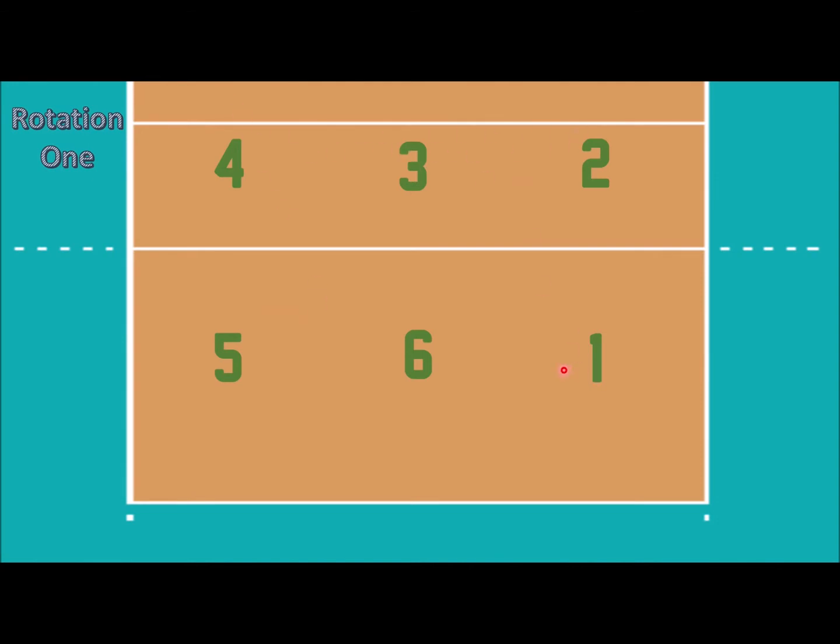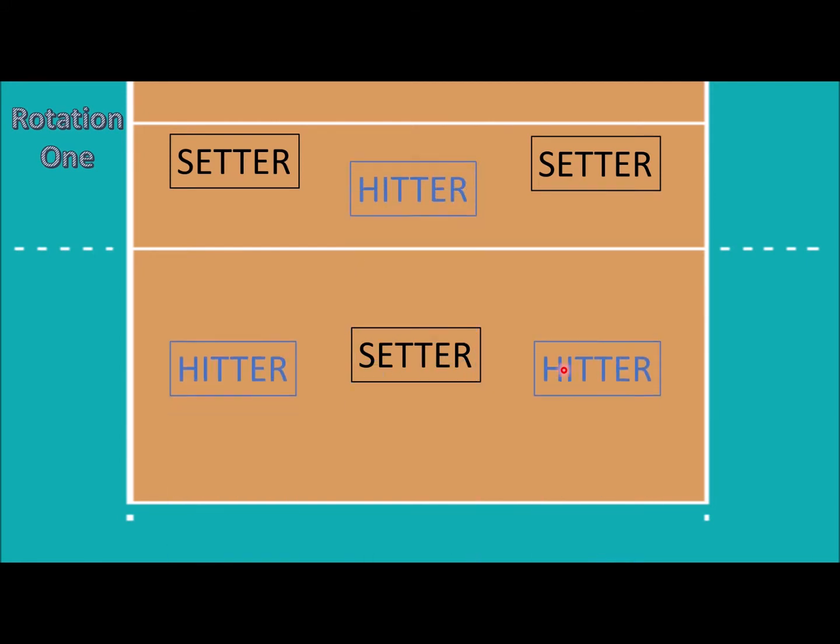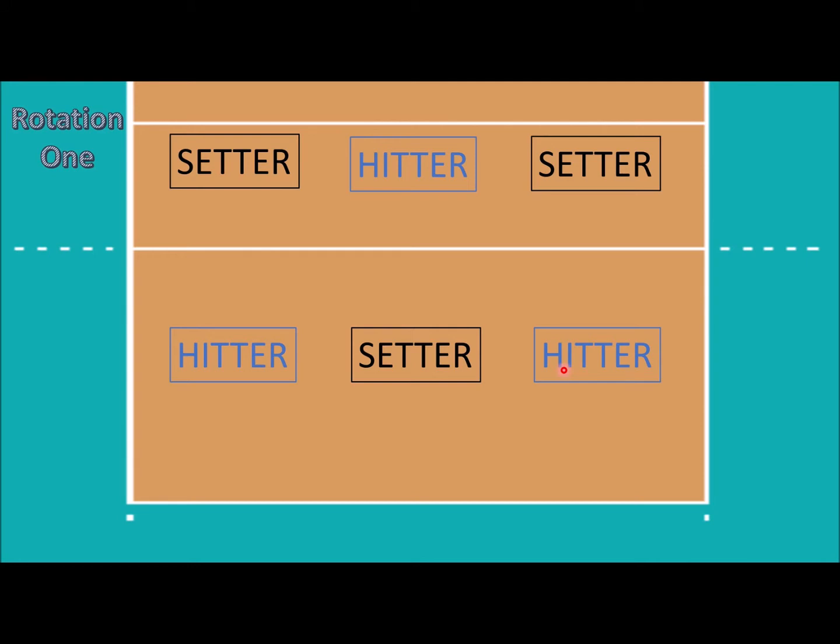Okay, so for us, the setter-hitter system is going to look like this. We have 3 setters on court, and they alternate, and then 3 hitters on court in between. So we'll go setter-hitter, setter-hitter, setter-hitter. When you're in those positions, that is your role for the team.